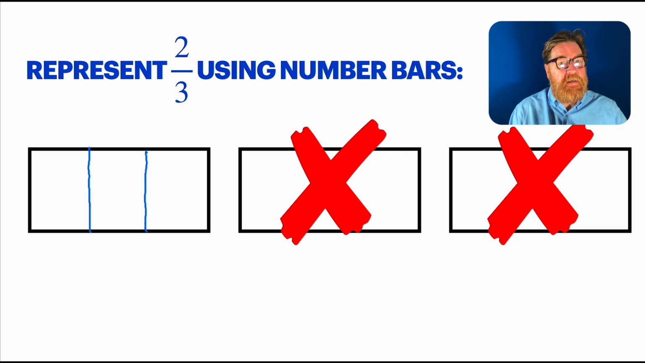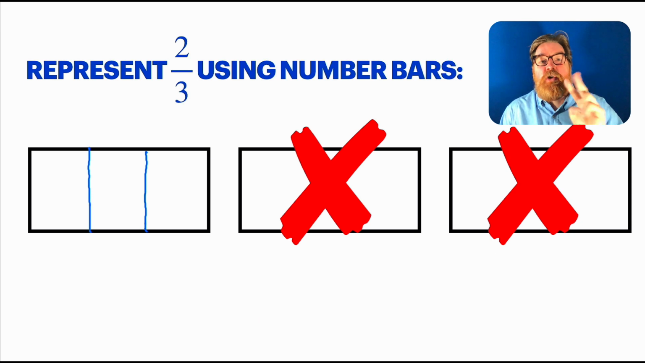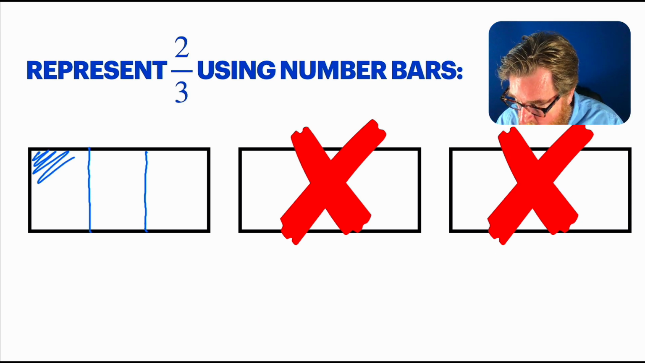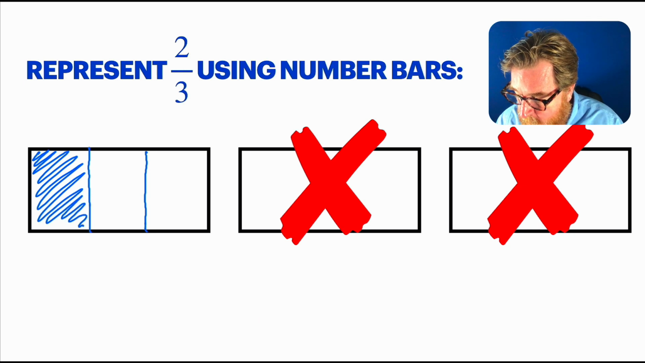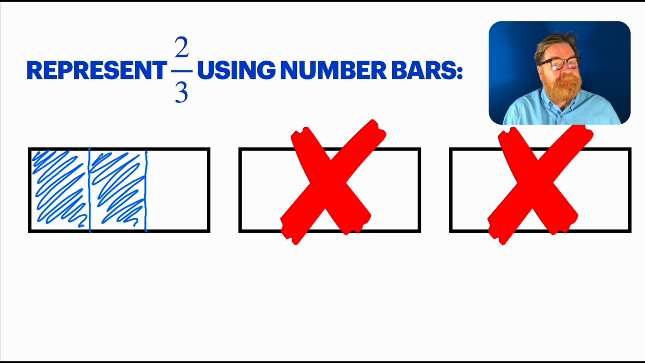So 3 equal pieces. And how many do I need to shade? Well, that's what the numerator tells me, the top number. 2. I need 2 of those thirds. So let me just shade them in. 1/3 and 2/3. There it is. So there's a representation of the number 2/3.